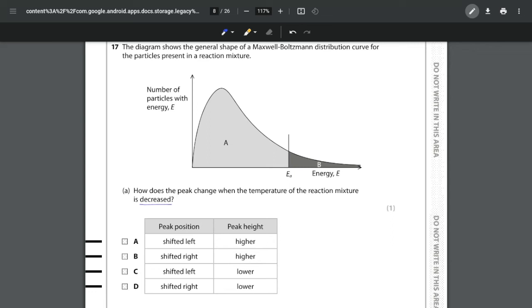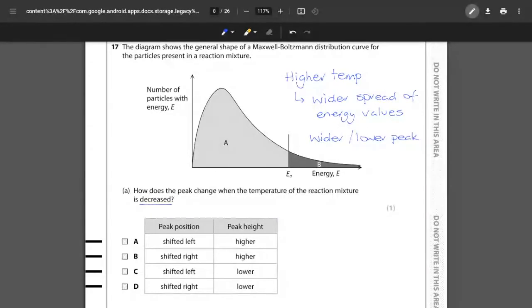Now we want to look at, for part A, how does the peak change when the temperature of the reaction mixture is decreased? Well, what we need to understand is, what does a Maxwell-Boltzmann distribution tell us? And the whole point is looking at the temperature. So if we have a higher temperature, what that means is that we have a wider spread of energy. And that means that we've got our energy being spread out in more different ways across all of our particles. And what that does when we have a higher temperature is we have a wider and a lower peak.